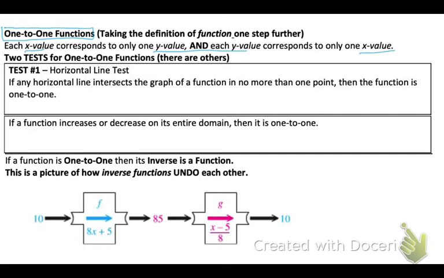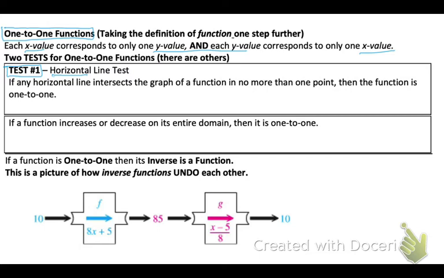Now, just like the test for regular functions, if you remember, you can do the vertical line test. We're going to talk about two tests to determine if a function is one-to-one. That means for each x there's exactly one y, and then for each y there's exactly one x. So the first test is the horizontal line test. If any horizontal line intersects the graph in no more than one point, then the function is one-to-one.